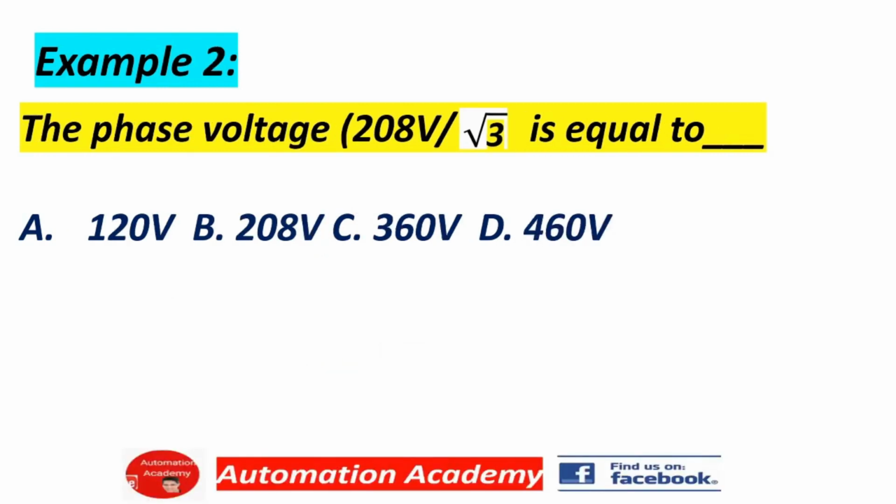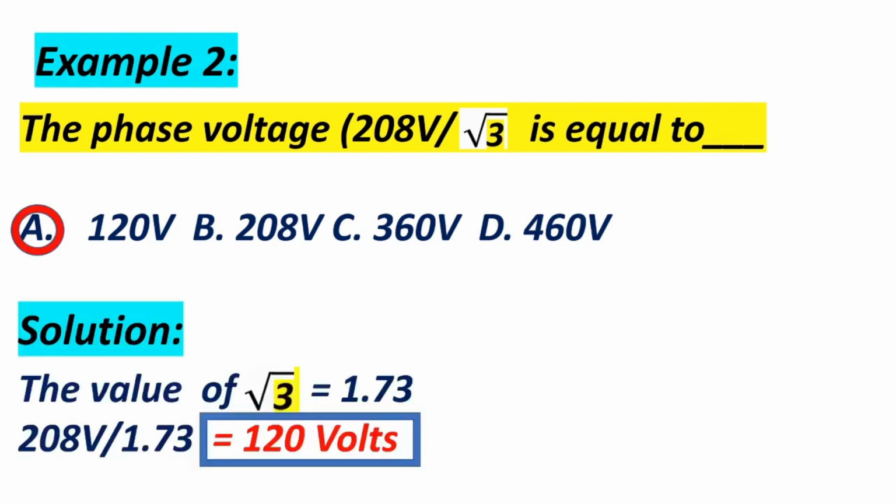Example number 2. The phase voltage 208 volts divided by square root of 3 is equal to A. 120 volts, B. 208 volts, C. 360 volts, D. 460 volts. Answer A, 120 volts. Solution. The value of square root of 3 is 1.73. 208 volts divided by 1.73 equals 120 volts.